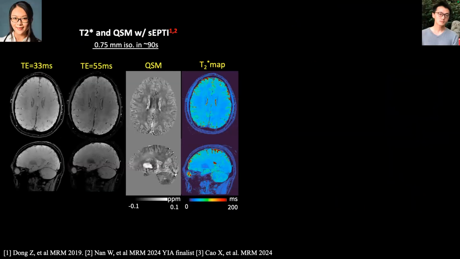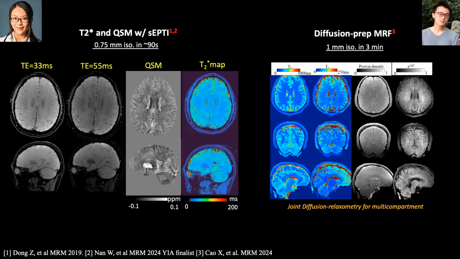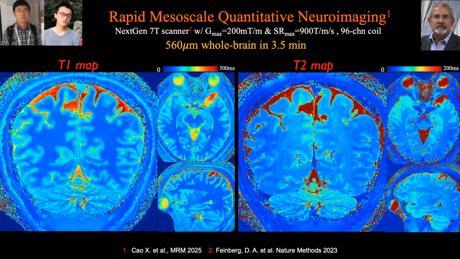You can do other contrasts such as T2 star and QSM, distortion and blurring free with multi-shot EPTI, at sub-millimeter resolution at 3T in just over a minute, or even a more complex joint diffusion relaxometry acquisition to get into multi-tissue compartments with a diffusion-prep MRF in just a few minutes as well. So leveraging all these efficient acquisition strategies and applying them to the next-gen scanner, we're now able to get half millimeter voxel size across the whole brain in just 3.5 minutes with MRF for T1 and T2 mapping.